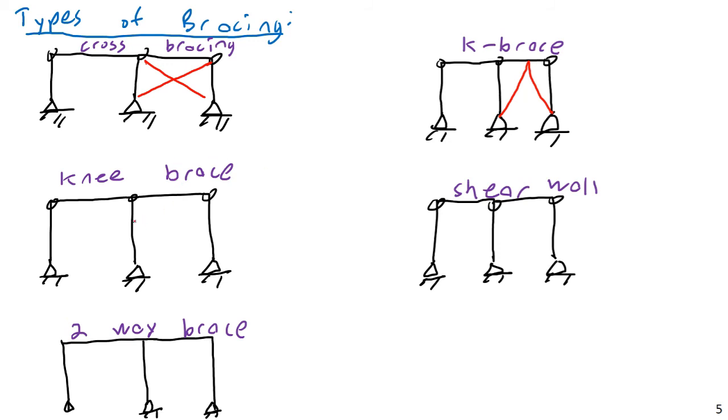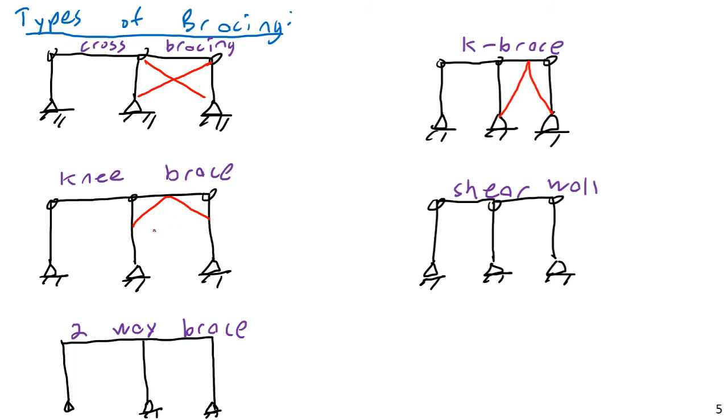Now, next we have the knee brace, and this one is really trading off efficiency for function, or for architectural function. So here, we're not crossing the entire frame in either direction. We have something going from a midpoint to a midpoint and a midpoint to a midpoint. This is the least efficient one of all of these structurally.